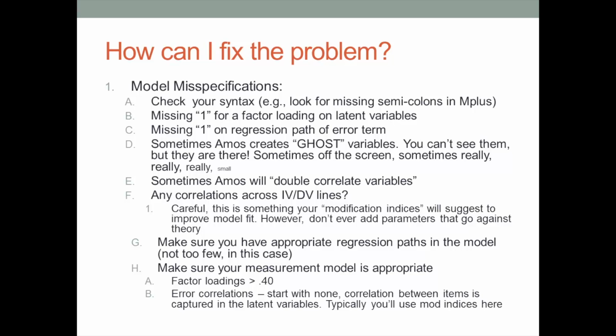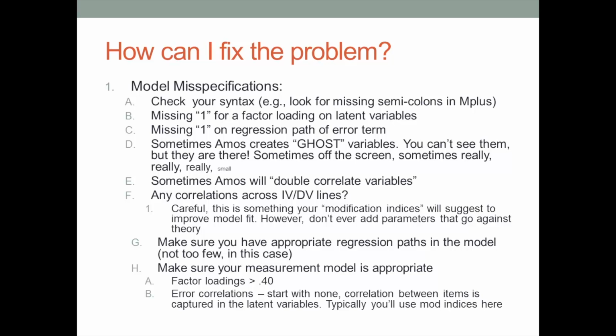Modification indices will often tell you to correlate things across a regression path, across a structural path, so from your independent variable to your dependent variable, it'll tell you to correlate errors across those, and that's generally not a good idea. In fact, I can't say that I've ever seen when it was a good idea, but modification indices will tell you that your model fit will improve when you do that, but don't do it. It's not usually appropriate.